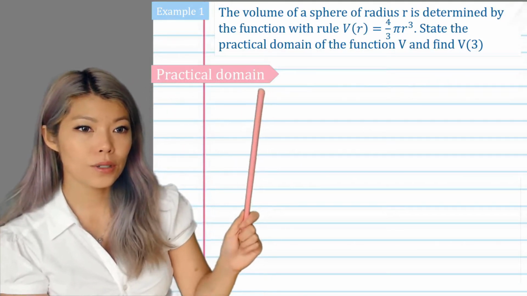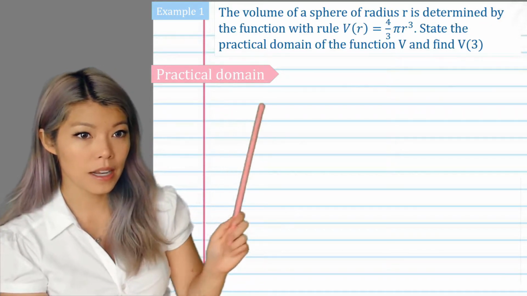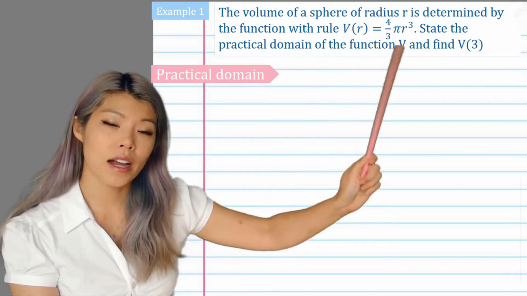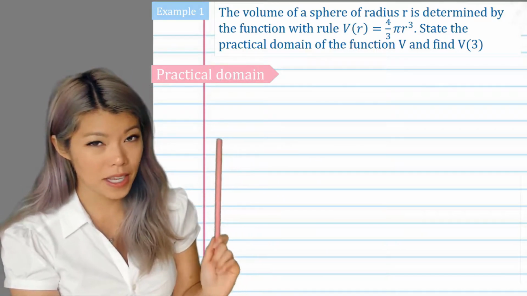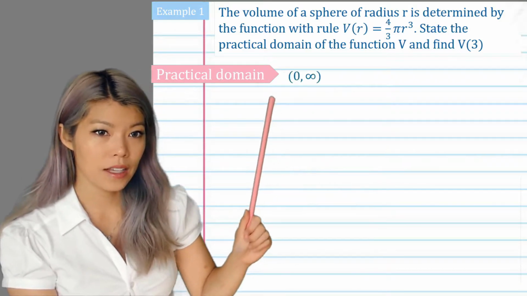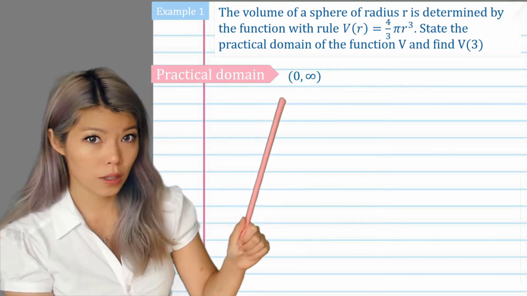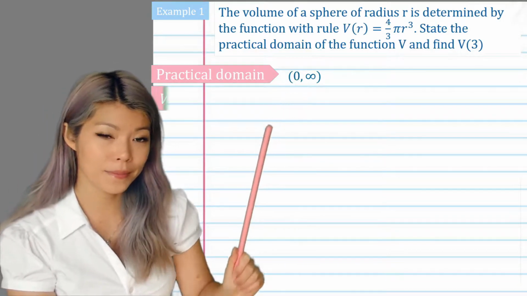So the practical domain is very similar to the implied domain or maximum domain. Because this is a volume, r cannot be negative. Is it allowed to be 0? No, because then the volume will also be 0. So our practical domain will be 0 to infinity, but not including 0, hence the round bracket.